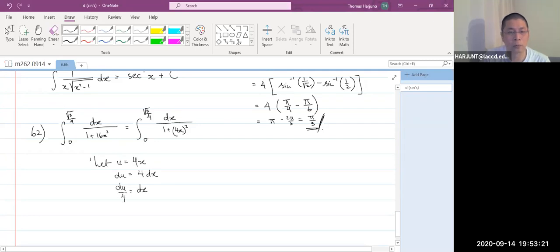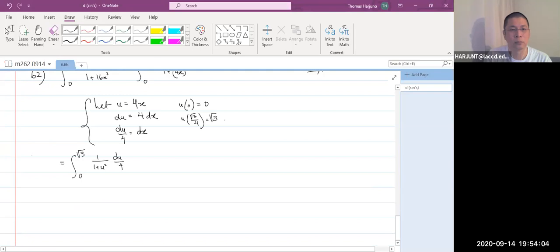Not only that, if u equals 4x, then the limits change. Once you do substitution of a definite integral, you need to change the limits of integration at the same time. So u at 0 will be 0, and u at radical 3 over 4 will be radical 3. Then the integral becomes from 0 to radical 3 of du over 4, 1 over 1 plus u squared. That will be 1/4 tangent inverse of u from 0 to radical 3.